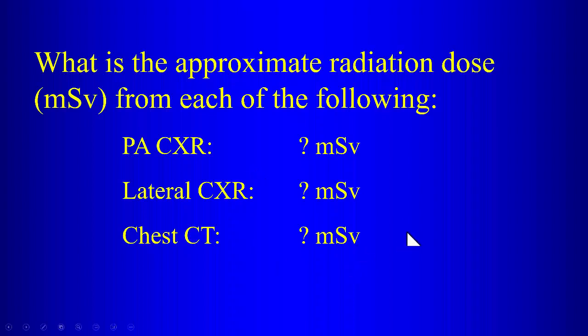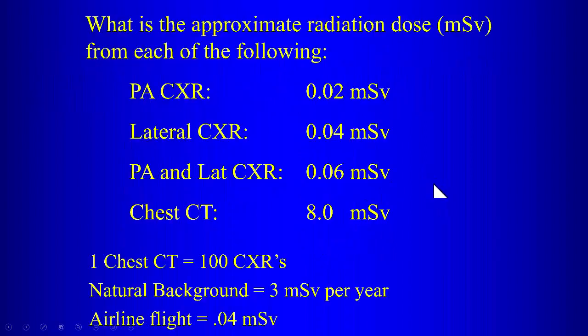And as far as a chest CT, one chest CT is equivalent to about how many chest radiographs? 100. It's about 100, right? So that's the number to remember. A PA chest X-ray gives you 0.02 millisieverts, a lateral chest X-ray 0.04. We combine them, we get 0.06. And a chest CT is about 8 millisieverts. So one chest CT, as a rule of thumb, is about 100 chest radiographs.